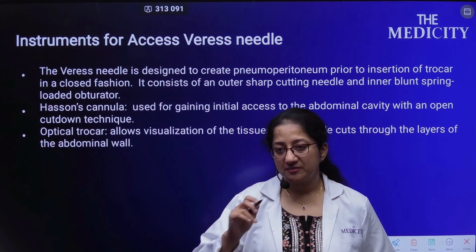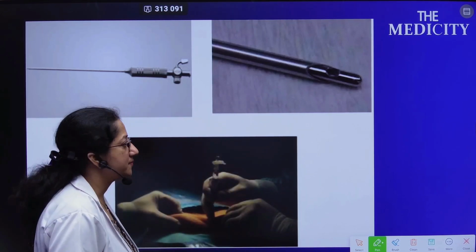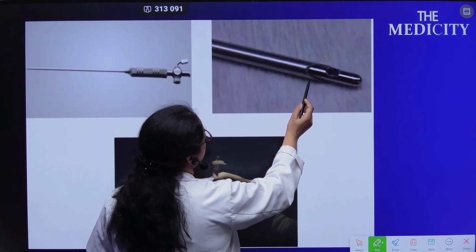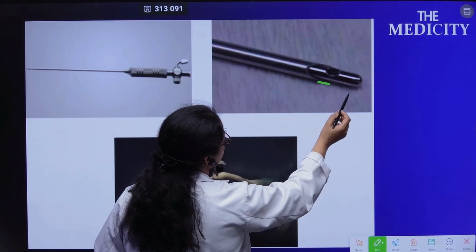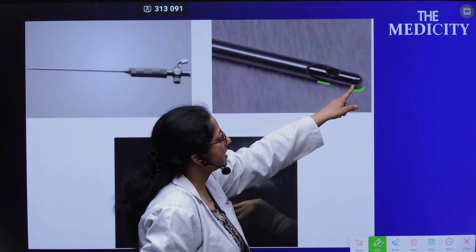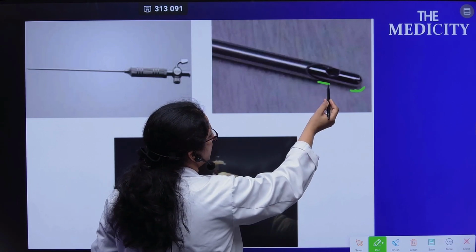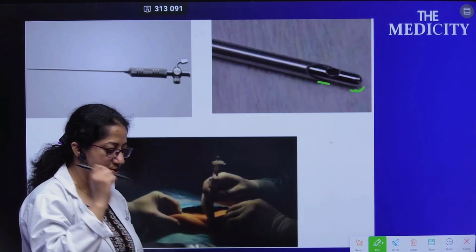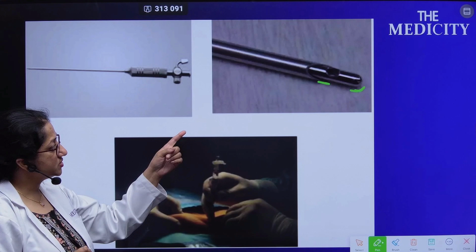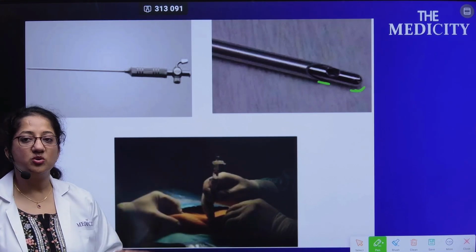Now, instruments for access: the Veress needle. The Veress needle works on the principle of spring action. It has a sharp edge and a blunt edge. This one is the sharp edge and this is the blunt edge. This edge usually is out. When we push it, this blunt edge goes inside and the sharp edge comes out. It pierces the tissue and the needle goes inside. This is the first thing we put inside the tummy of the patient to create a pneumoperitoneum.